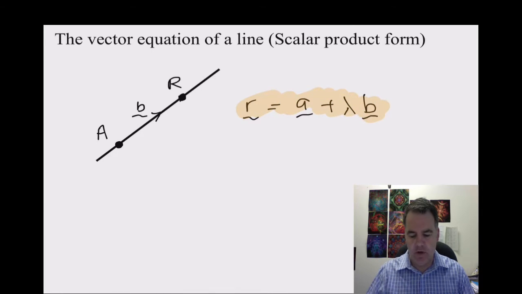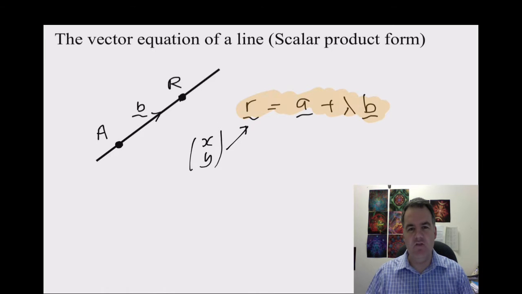So let's just recall each part of this. r here is just, if you like, x, y. So just any general point on the line. a was a point on the line, a specific point on the line. b is the vector going in the direction of the line, and the lambda here is some constant. So 2 or 3 or a half or 4 or anything like that. So they're the different components that made up the equation of a line.